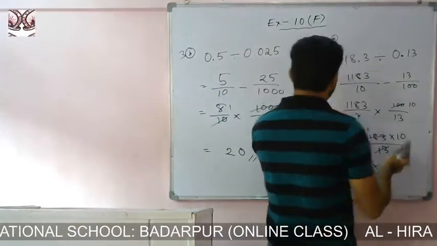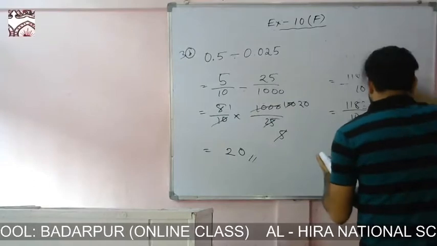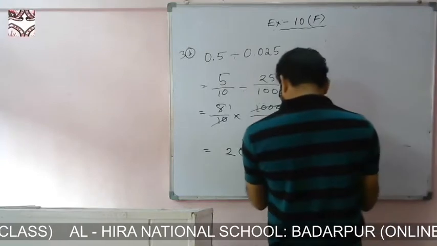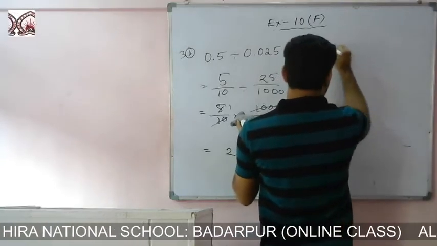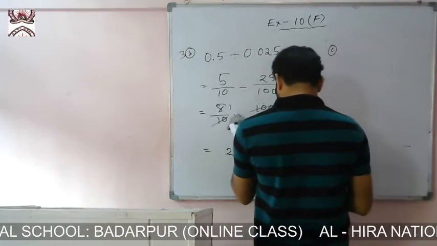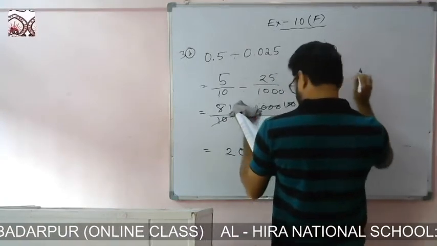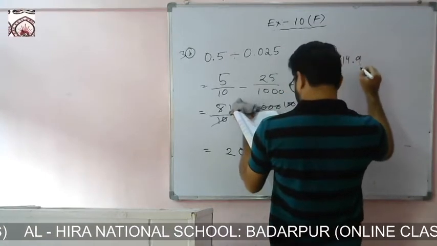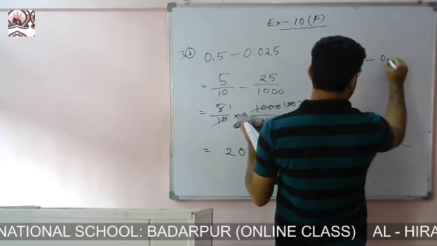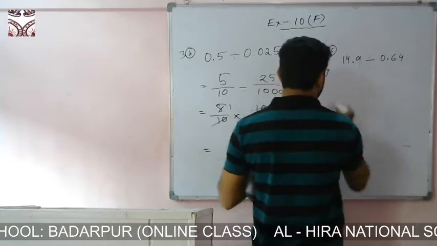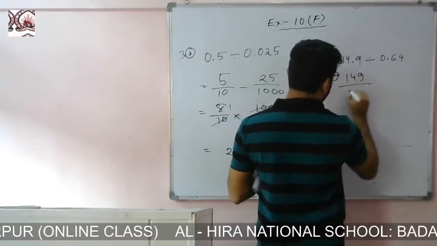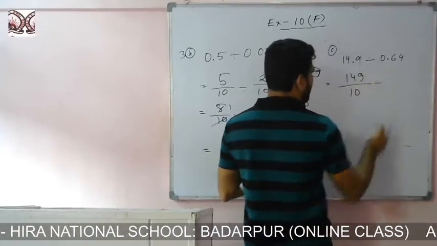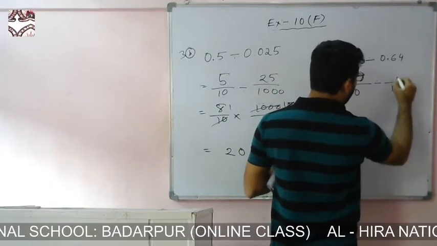Now come to question number 3C. That means 14.9 divided by 0.64. So you see 149 divided by 10 only, because one decimal place is there. Here 2 places, so 100, and you write 64.